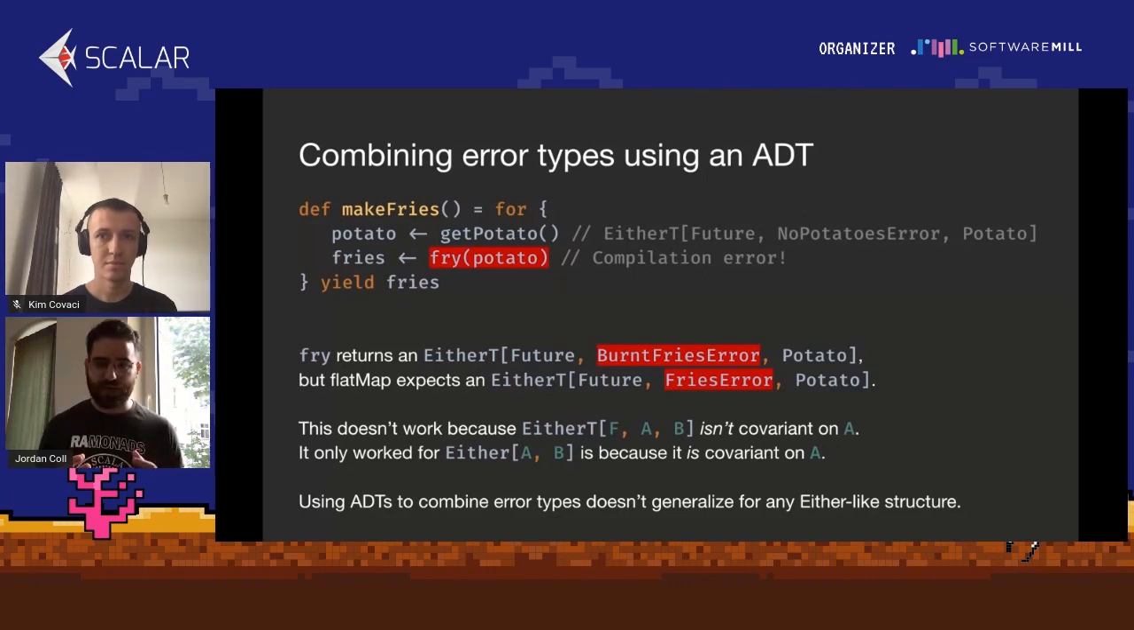The concern of combining two data types should probably be contained in a monad-like type class rather than in the Either itself or in the data type itself. So let's take a step back and think about what it is that we really wanted to express here. It's an operation that can error with either no potatoes error or burnt fries error. That's it, just two errors. This was really easy to do in Java using checked exceptions.